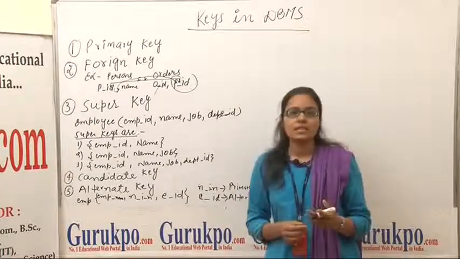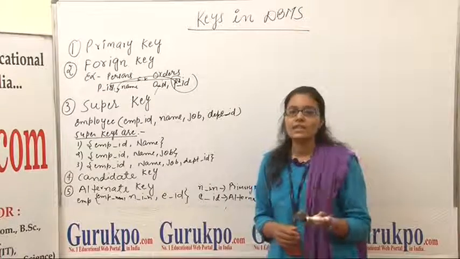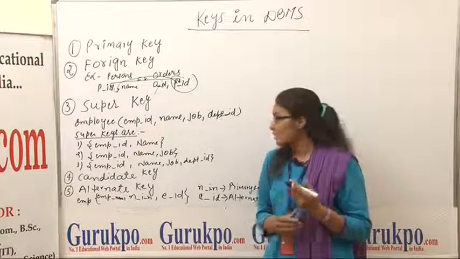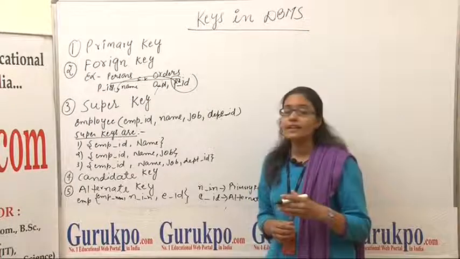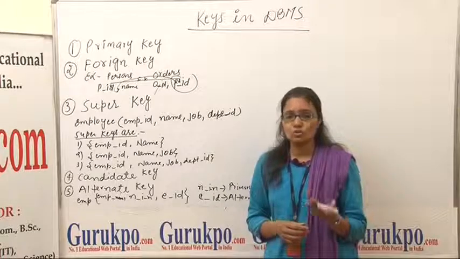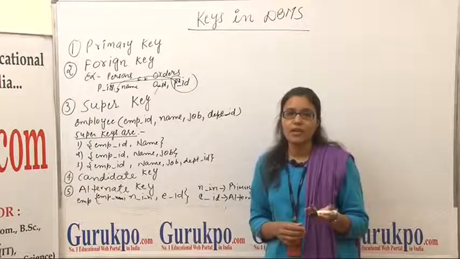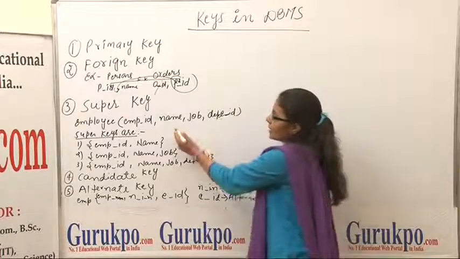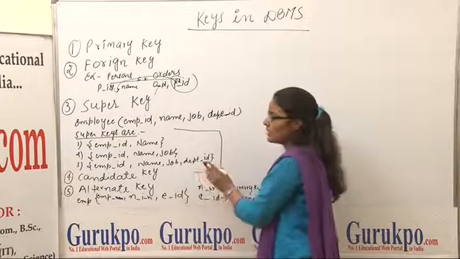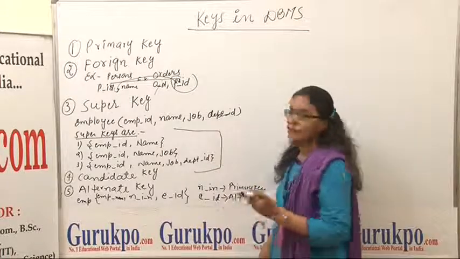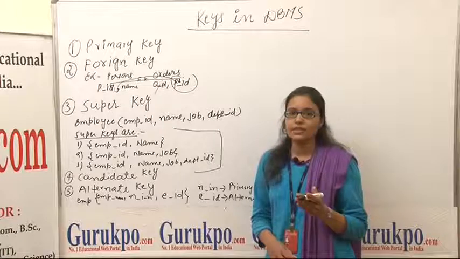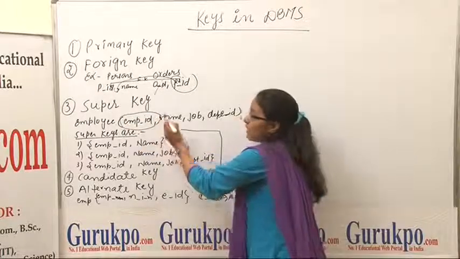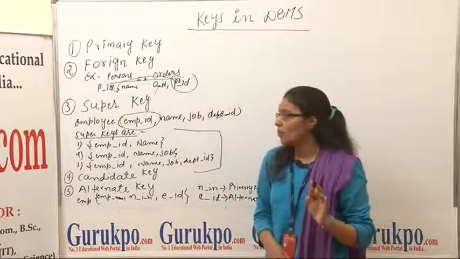Now next one is candidate key. Candidate key has the ability to become the primary key. So candidate key can act as a primary key and it is also used to uniquely identify each record in a table. For example, in the previous example we have combinations of super keys. So a minimal super key is also treated as candidate key. For example, here employee ID will be treated as candidate key because it is a minimal super key.